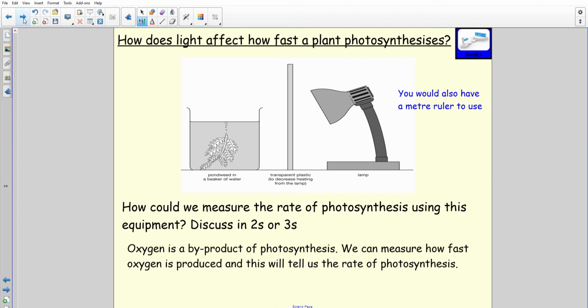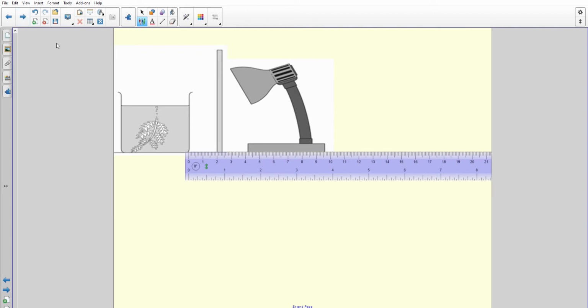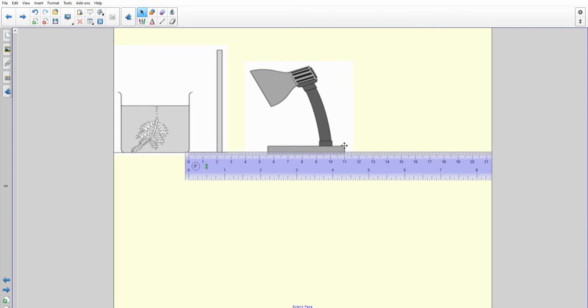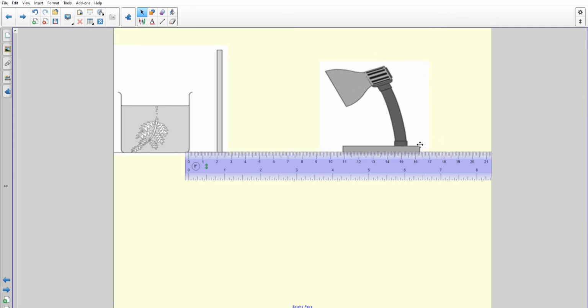So if we have a look at what we would actually do in this investigation then, okay? What we would do is I would take my lamp and I would move it a certain distance away from my pondweed, okay?